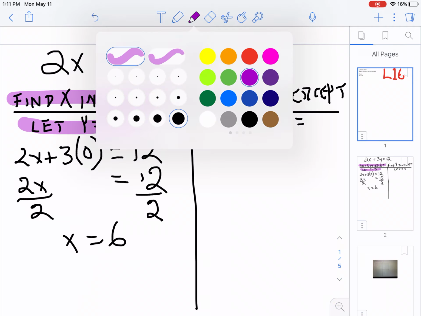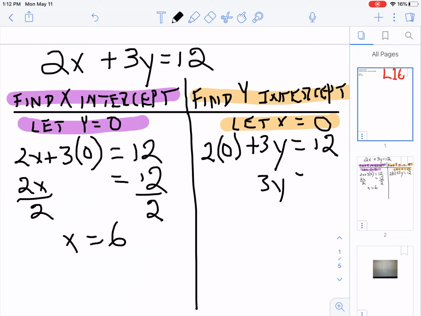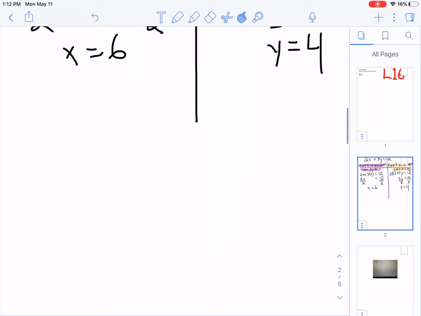Now we're going to find the y-intercept, and the way we do that is we let x equal 0. So our equation is 2 times 0 plus 3y equals 12. That becomes 3y equals 12. To get the y by itself, we divide both sides by 3. So the y-intercept is 4. Okay, let's scroll down a little bit. There's our answers from above. The x-intercept is 6 and the y-intercept is 4.